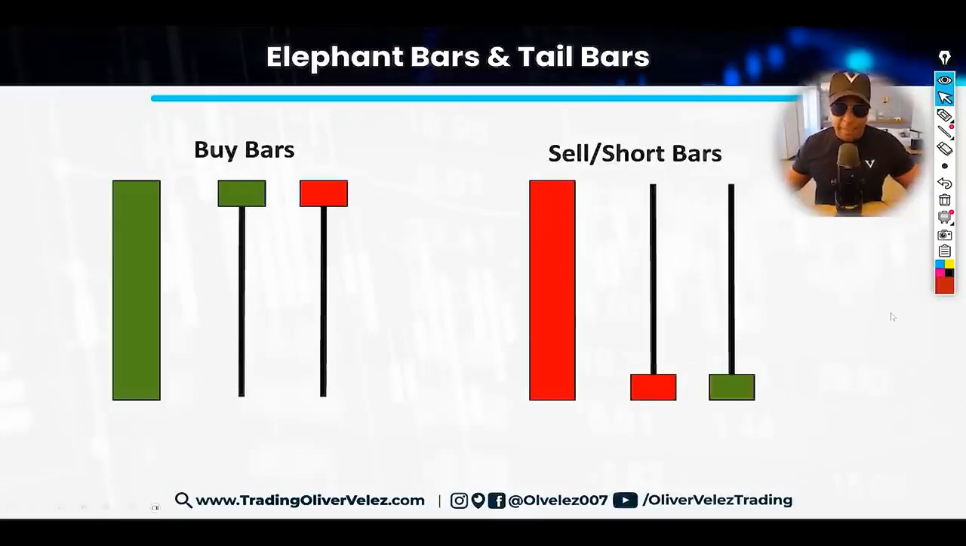I love this game. Now, I do want to just make this point very quickly here. It doesn't matter what color the body of your tail bars is, it's the same. So even if it's a red bar here, you're going to buy above this bar on the next bar, preferably.